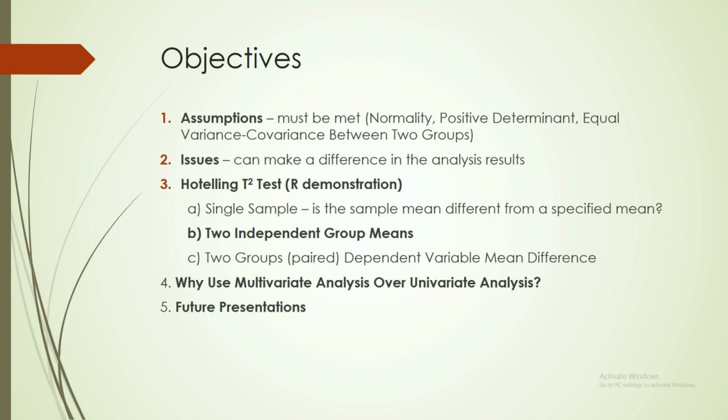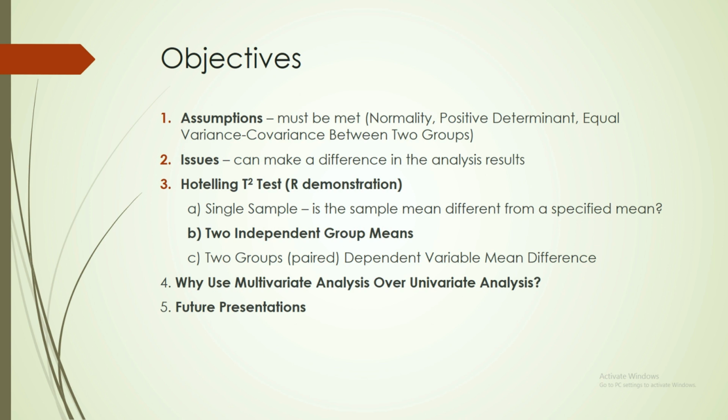Next, we're going to discuss some issues that will make a difference in the results of the multivariate analysis. After that, we get into the R demonstration where I will be performing a mean comparison test. We have Hotelling's T-square test, which is the multivariate equivalent of the univariate t-test.